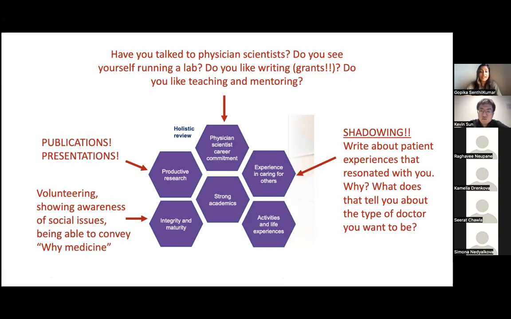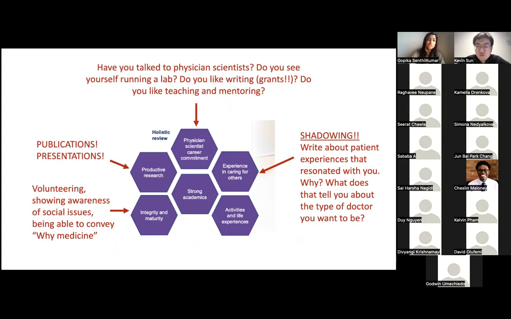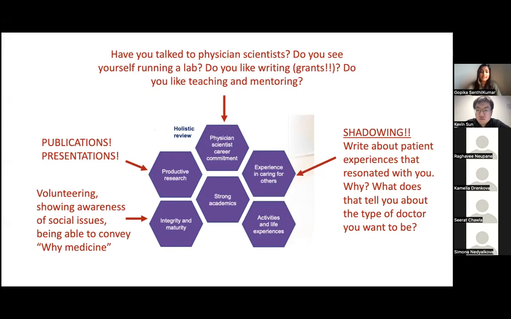And in everything else for the rest of your application, we really want to see the integrity and maturity part. So talk about your volunteering experiences. Talk about how aware you are of social issues, of socioeconomic things that affect medicine, and really be able to convey why you want to be a doctor.